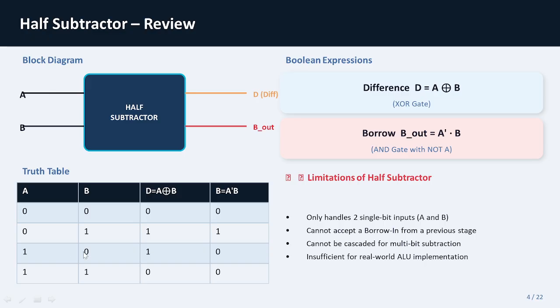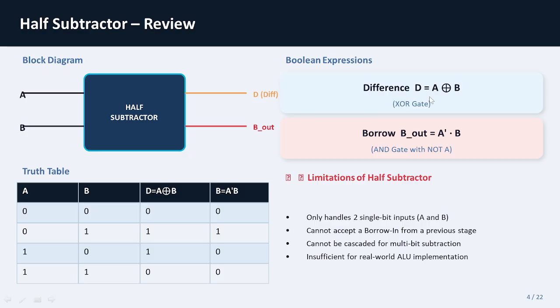Then you have 1, and you are subtracting 0 from that, so you get difference as 1 and borrow as 0. For the last case you get difference as 0, because both the inputs are equal. If you apply subtraction there you get 0, and borrow is also 0. So you can easily derive the truth table for this, and also easily write the Boolean expression.